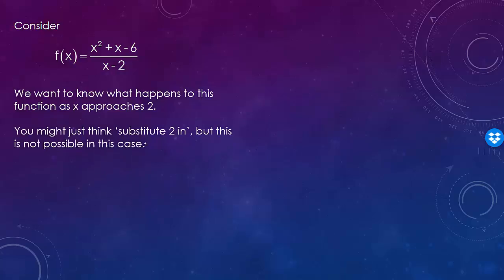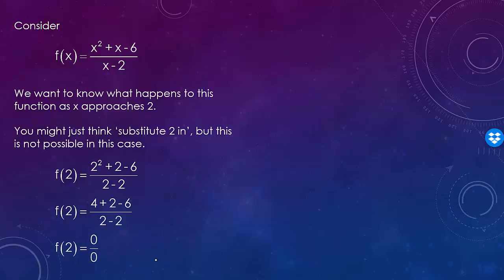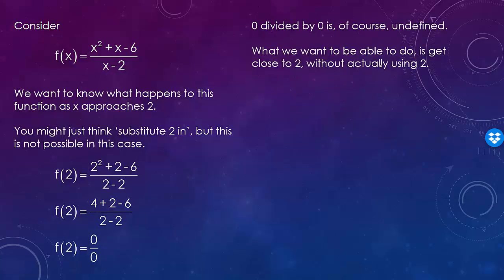You might think substitute 2 in, but we've just mentioned that this is not possible. If we do that, we get f of 2 is 2 squared plus 2 minus 6 over 2 minus 2. And in actual fact, that becomes 0 divided by 0, and 0 divided by 0 is undefined. What we want to be able to do is get close to 2 without actually using 2 itself.